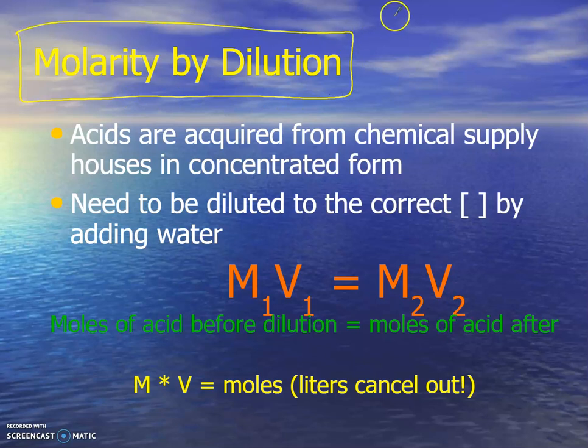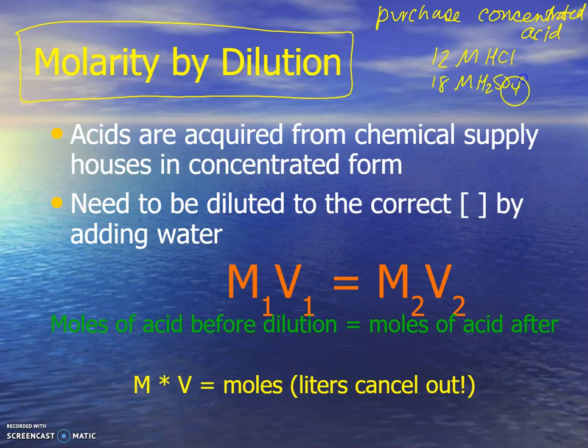Okay, what we do is we purchase as a school concentrated acid. We don't buy each individual type of concentration that we need for a specific lab. So when it comes to acids, we buy 12 molar hydrochloric acid, 18 molar sulfuric acid, etc. These are really bad, gnarly, nasty things.